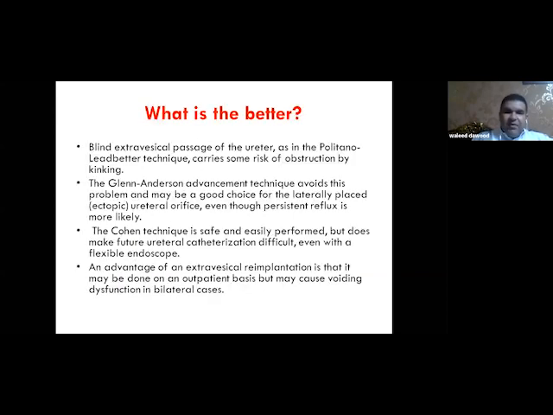What is the better? I think no technique is 100%. For example, blind extravesical passage of the ureter in Politano-Leadbetter carries some risk of obstruction by kinking and may injure the bowel or nerves. Glenn-Anderson advancement has a lower success rate in reflux. Cohen re-implantation has a high success rate, but has difficult catheterization or endoscopy later on if there is a problem. Lich-Gregoir is a very simple operation and can be done in outpatient clinic, but bilateral cases may cause voiding dysfunction in children.